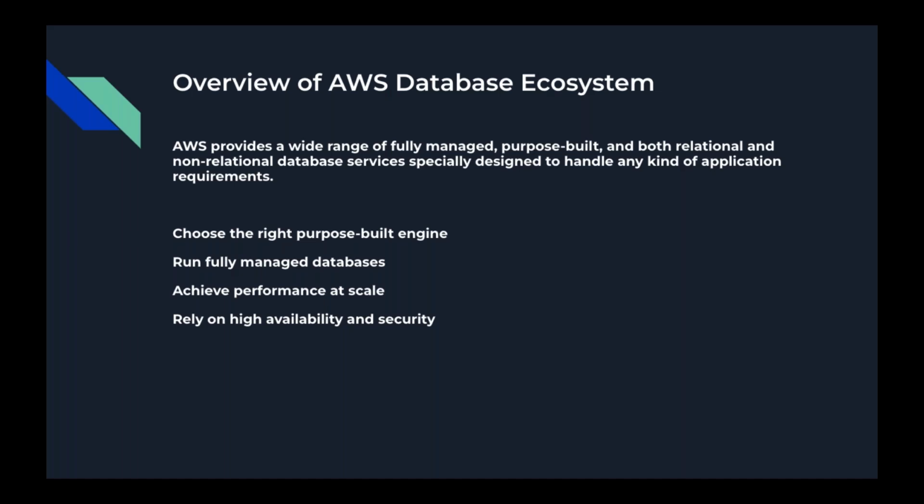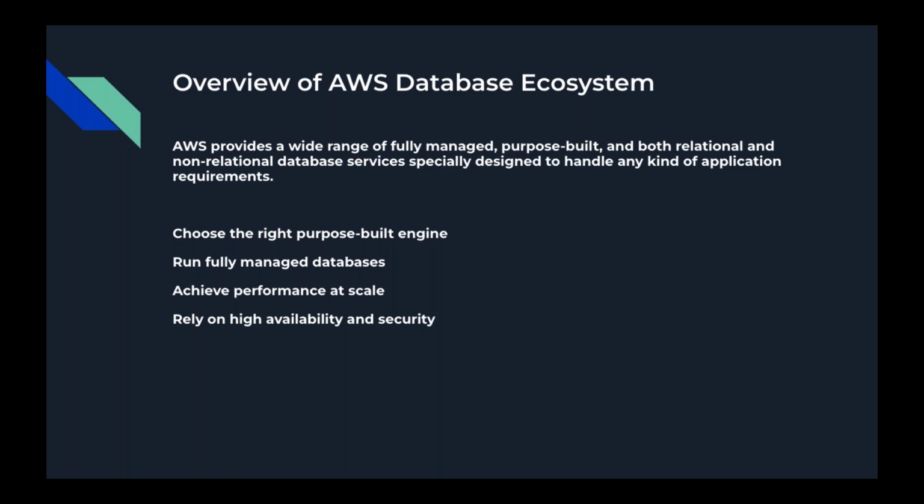Let us now understand the overview of the AWS database ecosystem. The ecosystem of AWS databases is a comprehensive suite of cloud-based database services that AWS offers. It caters to the diverse data storage and management needs of clients. It encompasses a range of database solutions, including fully managed relational database service, which supports popular relational database engines such as MySQL, PostgreSQL, and Microsoft SQL Server. Additionally, the ecosystem also includes Amazon DynamoDB, which is a fully managed NoSQL database service.